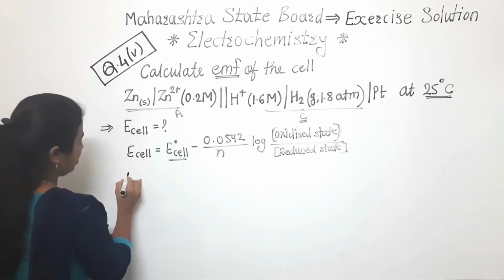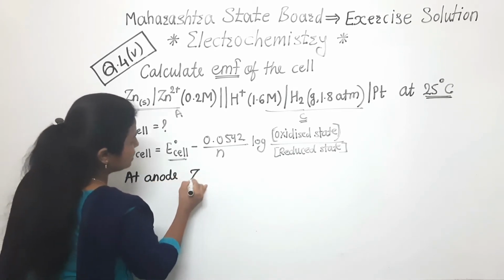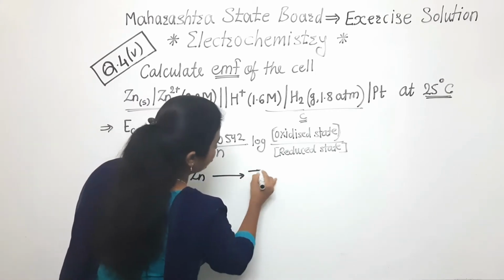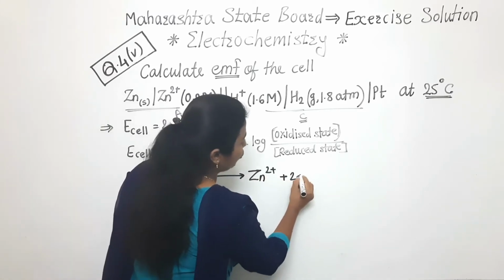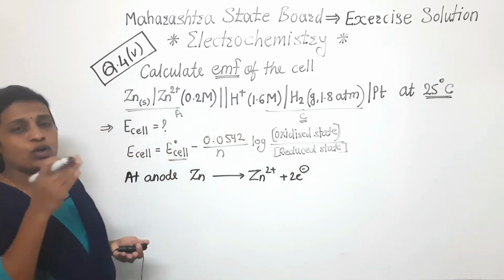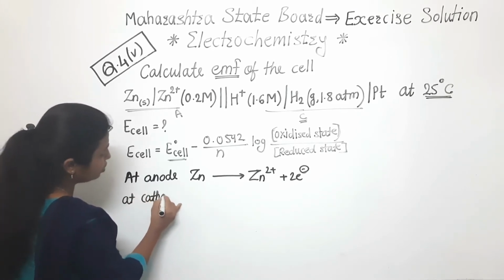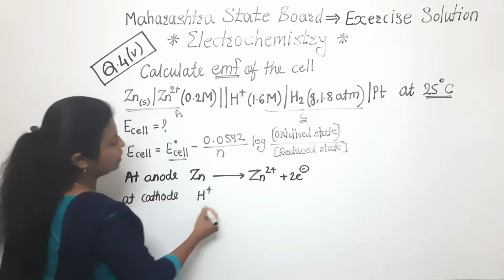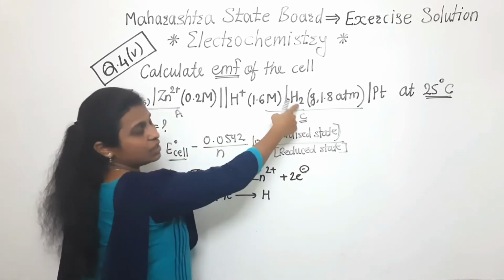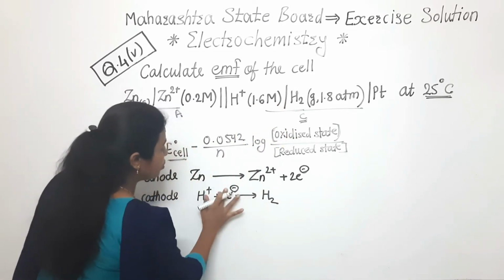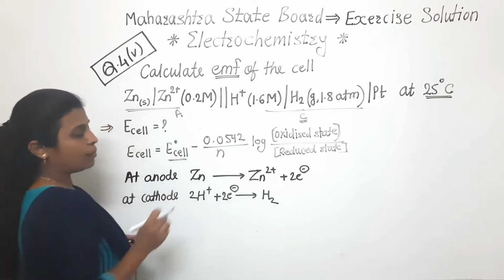Now see here. At anode, the reaction will be Zn converted into Zn2+, and that conversion is possible by the loss of 2 electrons, because as we know, at anode there is oxidation, loss of electron. At cathode, what will be the reaction? Now see here. H+ gains 1 electron and forms H. But here there is a liberation of H2, means we have to take 2 moles of H+, and here we are getting the complete one.